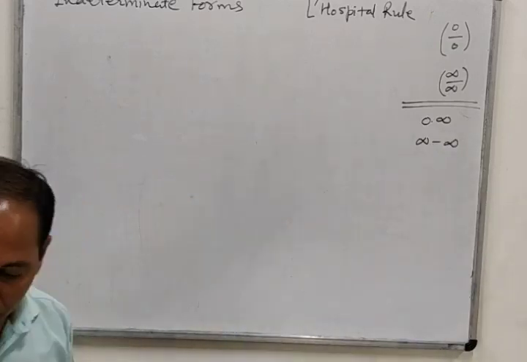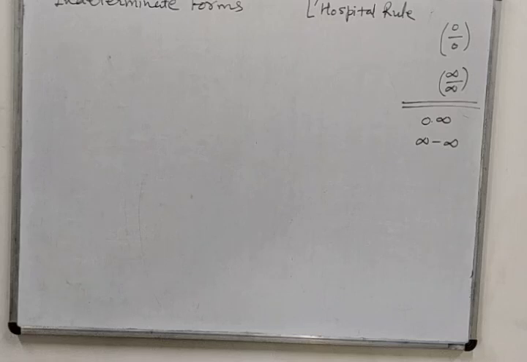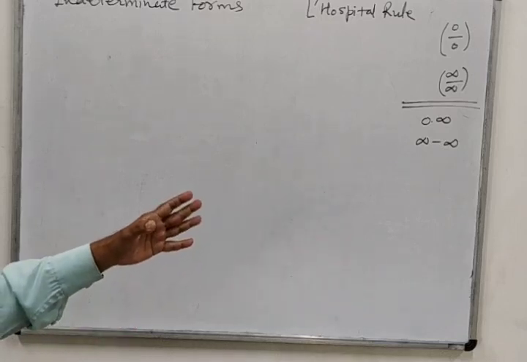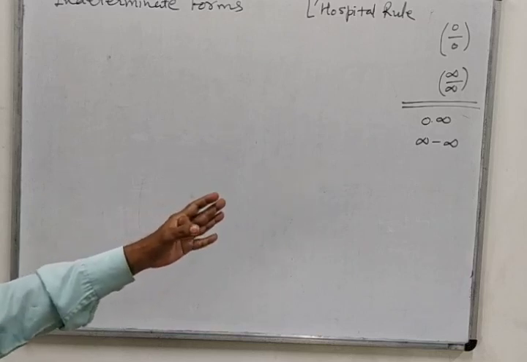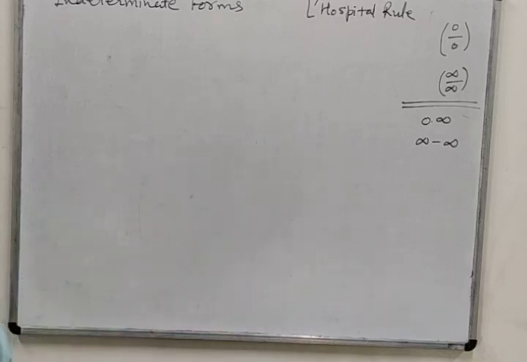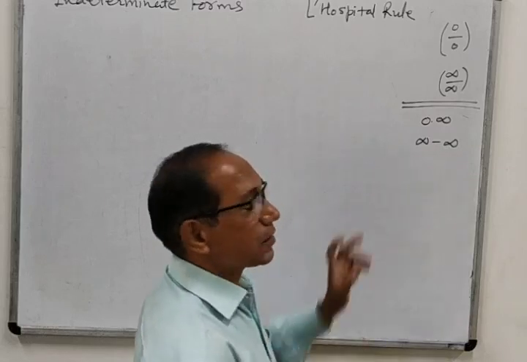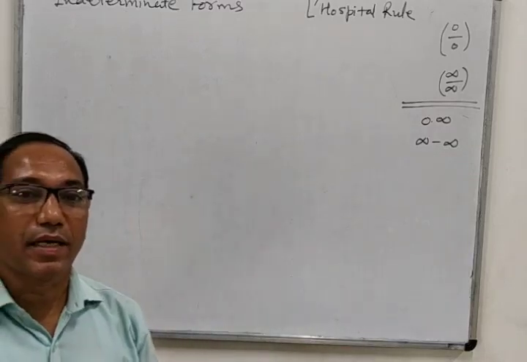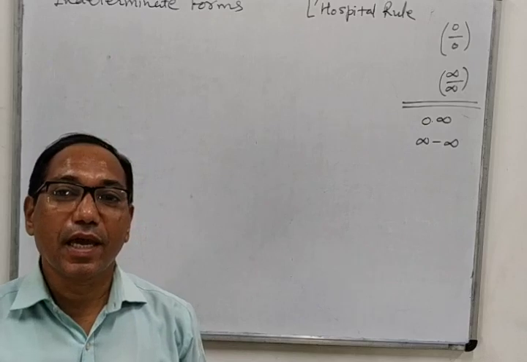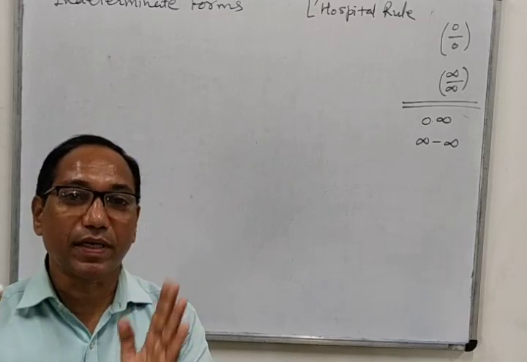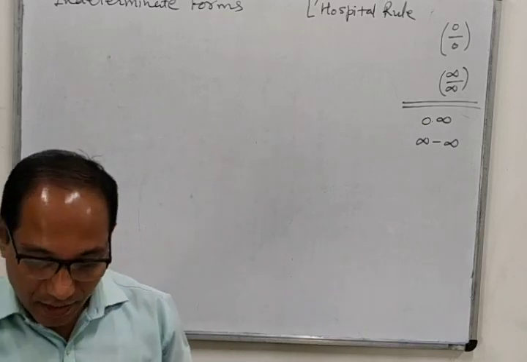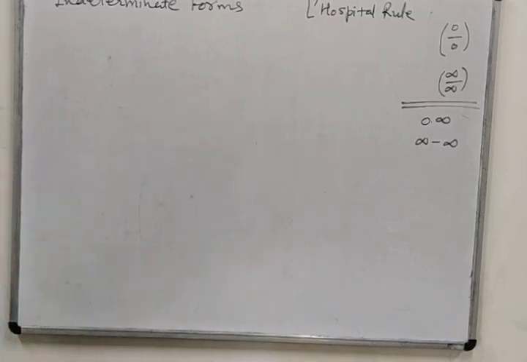So here 0 into infinity cannot be determined, so we call this an indeterminate form. Infinity minus infinity is also not defined. We cannot determine the value because infinity is not a number. It is just a symbolic representation that a number is increasing and increasing. That means whatever number we think of, there always exists a number greater than this. So this shows that it is infinity minus infinity.